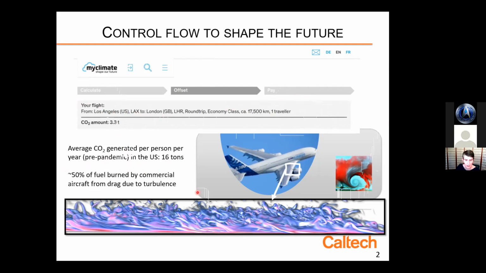If you're traveling on a commercial aircraft, something like 50% of the fuel burned is due to drag from turbulence. So that is to say, if the flow were not turbulent, there would be much less fuel burned. And so we can sort of join the dots in terms of fuel use and pollution.